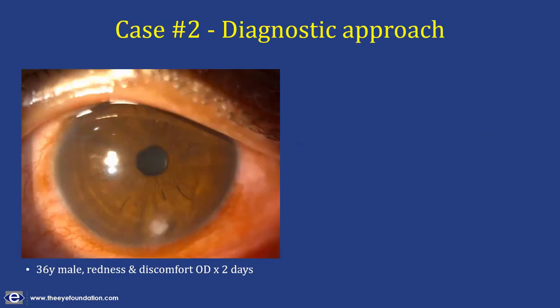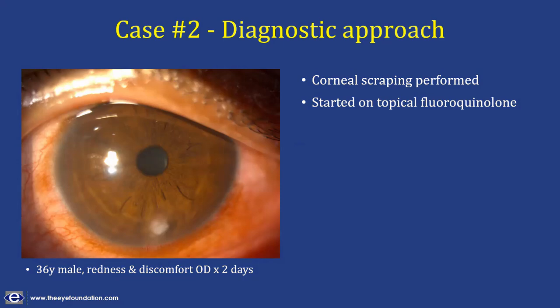So consider this case. This is a 36-year-old male who came in with complaints of redness and discomfort in the right eye for 2 days. This patient was subject to corneal scraping. This was at a time when we did not have a point-of-care microscope, which we now do in the hospital. And we used to send these samples outside, and we used to get the reports in a day or two. And this patient was started on a topical fluoroquinolone to begin with.